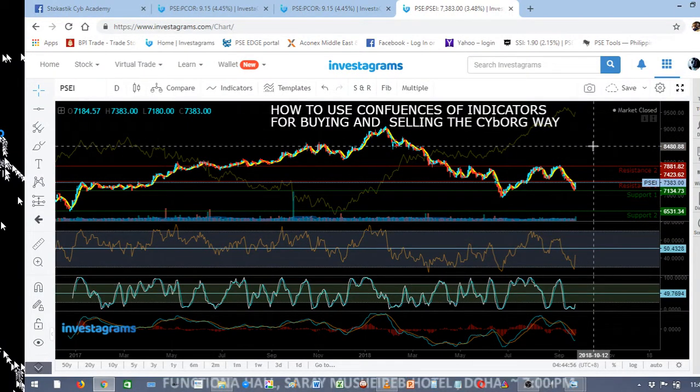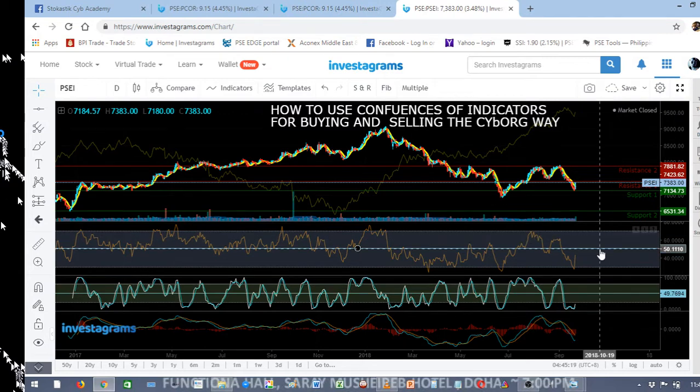This is the PSEI daily chart, and as you can see, I have already put the indicators that we are going to tackle on this particular time. Now, this is the RSI, the stochastic RSI, and then the MACD.